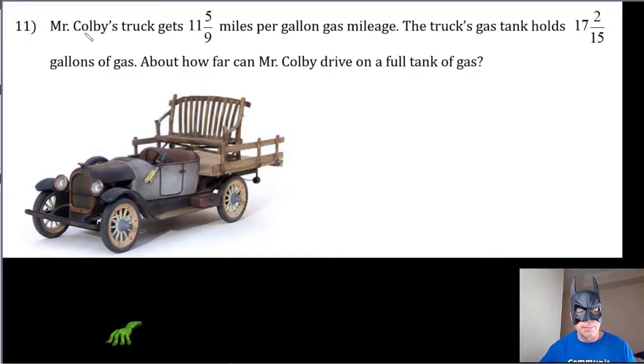And so on problem number 11, it says Mr. Colby's truck gets 11 5/9 miles per gallon gas mileage. The truck's gas tank holds 17 2/15 gallons of gas. About how far can Mr. Colby drive on a full tank of gas?